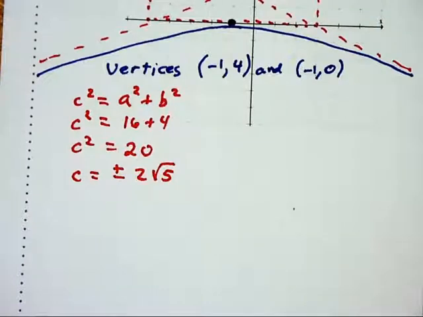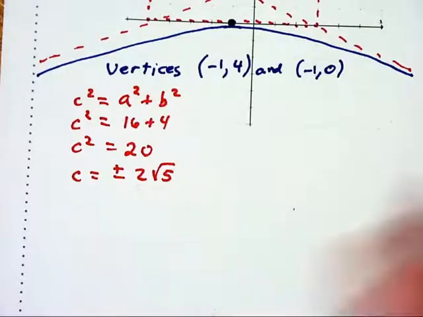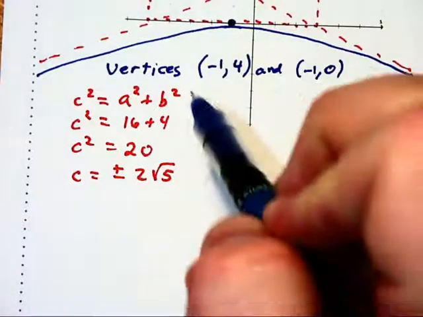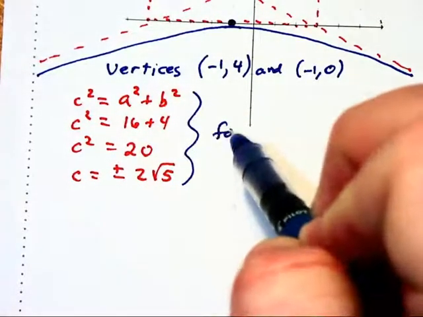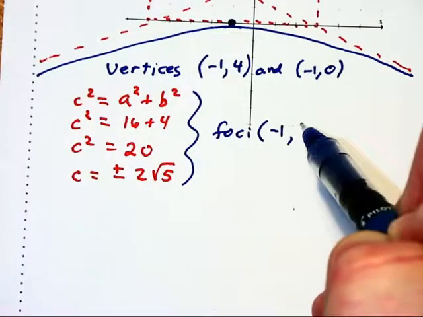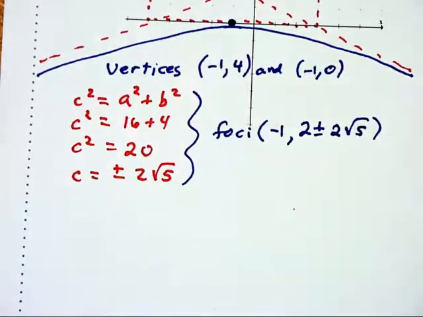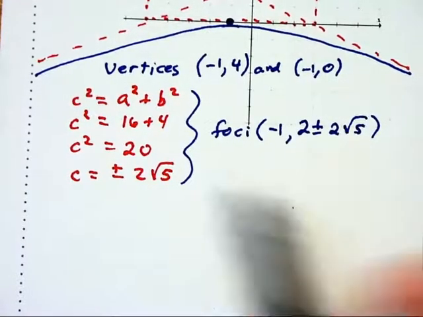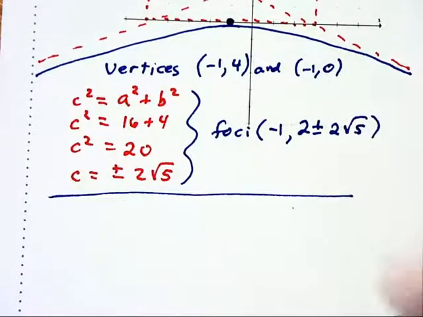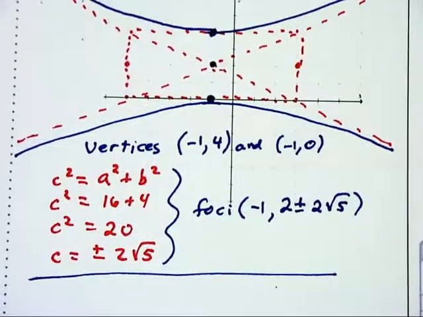Now, since the vertices were above and below, and this is a vertical hyperbola, we will be moving up and down the 2 root 5 from the center. And putting this clue together, we now have the foci to be located at -1, comma, 2 plus or minus 2 root 5. Okay, there's another thing we want to be able to calculate from this problem, and that is the equations of these diagonal asymptotes.